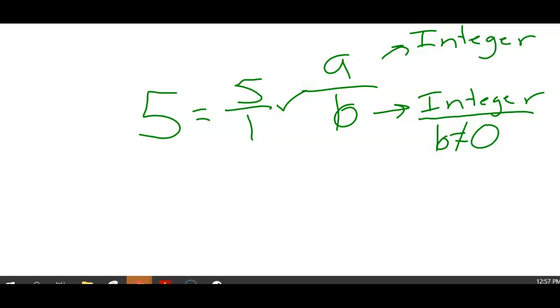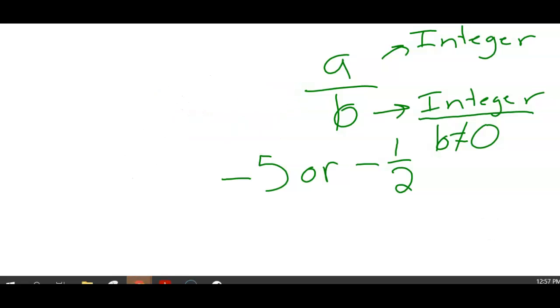All right, let's talk about -5 or -1/2. What do we think? Yes, it's a rational number. No, it is not. Not sure. Okay, these both are rational numbers.